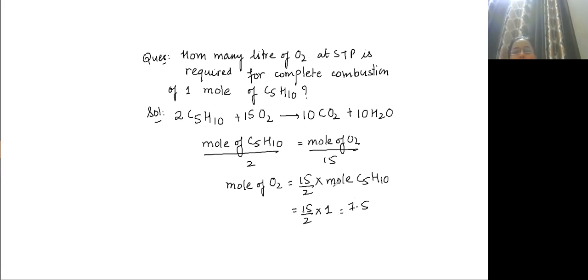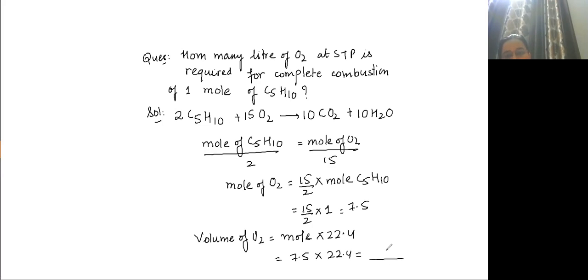If moles of O2 is given, how will you calculate volume of O2? Moles of O2 into 22.4 liter. So that is 7.5 into 22.4. When you solve this, you will get 168 liters.